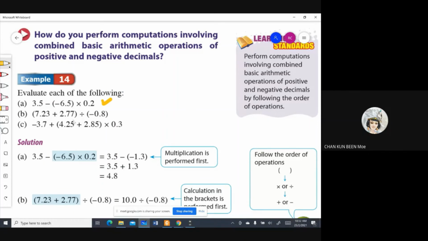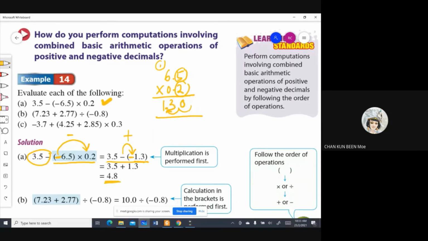The one shown in the textbook is like this, whereby they are going to use 3.5 minus negative 6.5 times 0.2. They are going to solve this first, negative 6.5 times 0.2. You calculate it in your normal way. 2 times 5, 10. 2 times 6, 12, plus 1, 13. 1 decimal place, 2 decimal places, so you move 1, 2. Therefore, it is equal to 1.3. But because we have a negative here, negative times positive is negative, so we put a negative sign here. So 3.5 minus negative 1.3. Then negative times negative is positive. Therefore, it will be 3.5 plus 1.3 and you get 4.8.